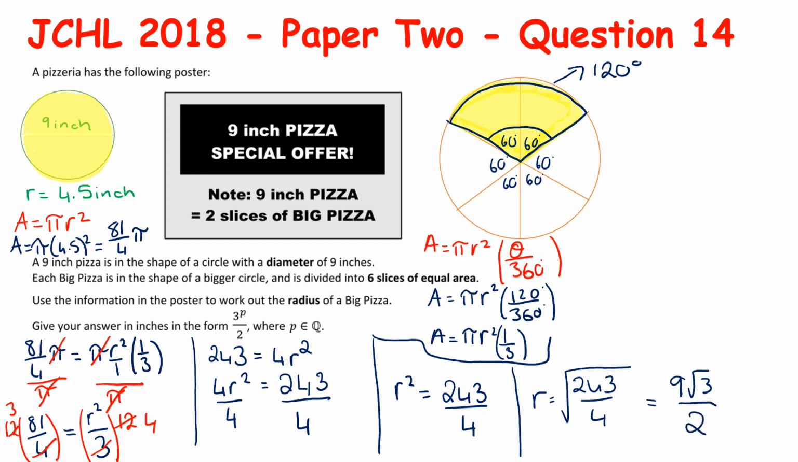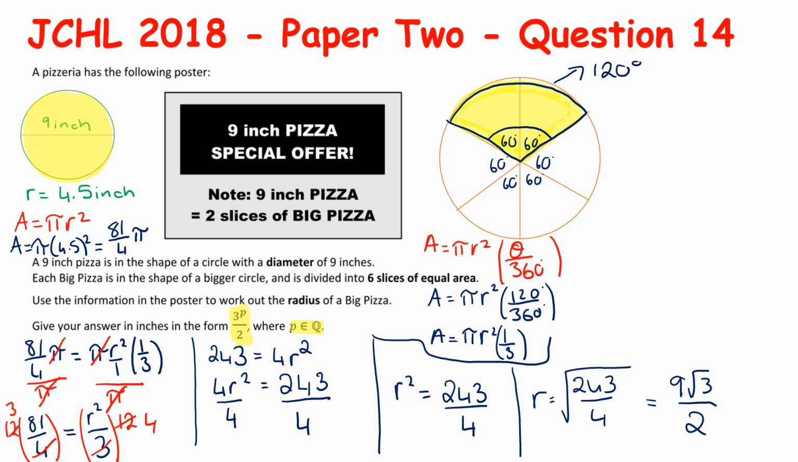Now the problem is that's not going to get you full marks. It's not 100% correct because they want this in the form 3 to the power of p over 2, where p is an element of Q. And what that means is p is a rational number, so it'll be a fraction of sorts. The bottom line is good. We've got that bottom line of 2, but the top line needs a little bit of work.